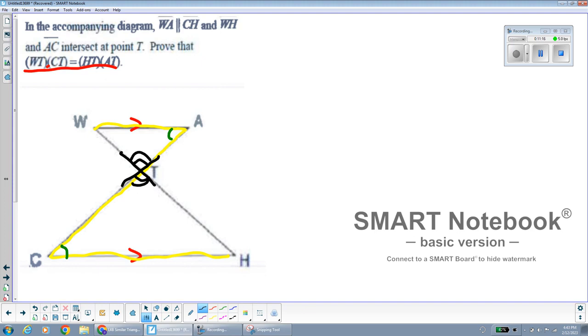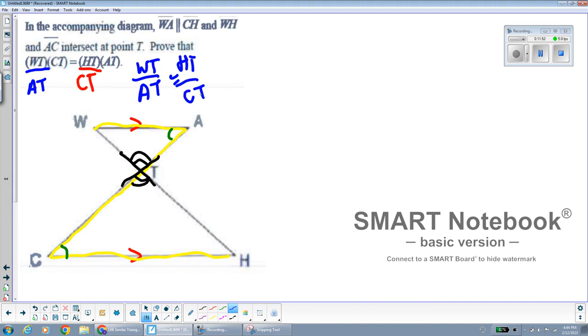After we prove triangles similar by AA, it is one more step to prove a proportion. Now, when we're proving a product, we want to make sure that the proportion that we make cross multiplies to give us the product that we're actually trying to prove. And an easy way to create your proportion is to take the first term and divide it by the last term, so that would be WT over AT, and to take the first term here and divide it by the last term here. So the proportion would be WT over AT equals HT over CT.